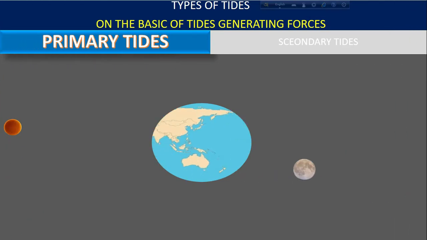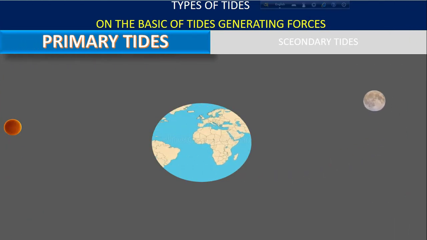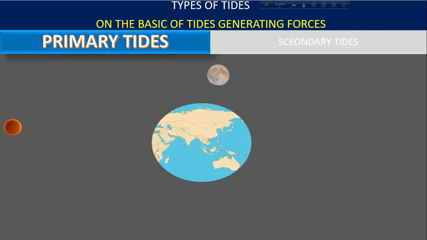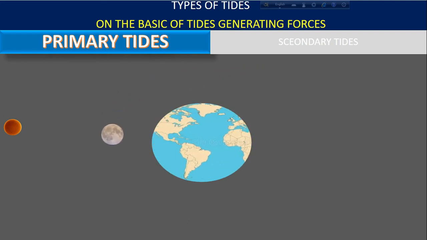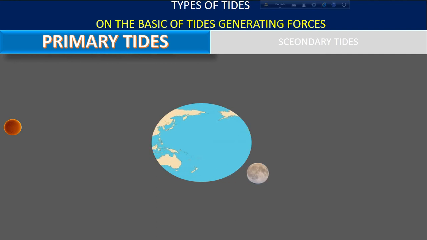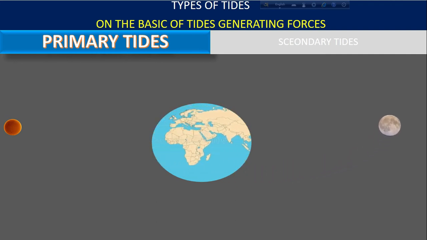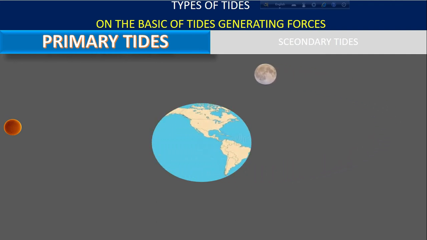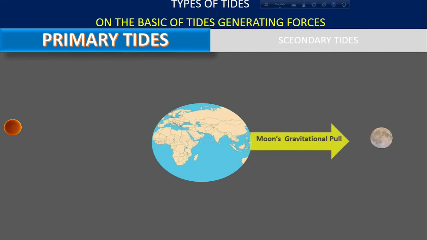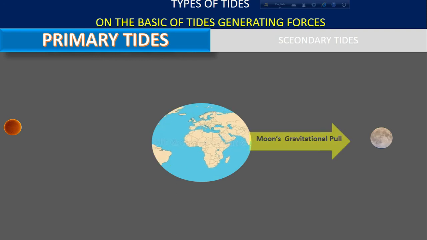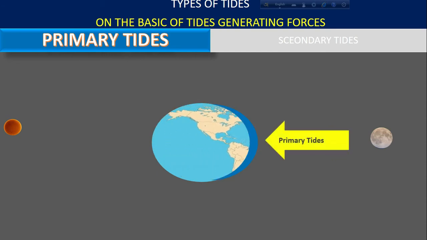We know our planet Earth and its natural satellite Moon attract each other and they rotate and revolve regularly. So, the side of the Earth closest to the Moon experiences the Moon's strongest gravitational pull, and this causes the sea to rise. This is called primary tide or direct tide.